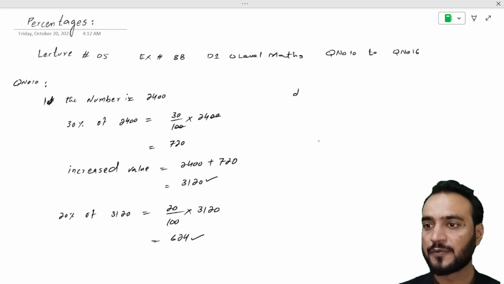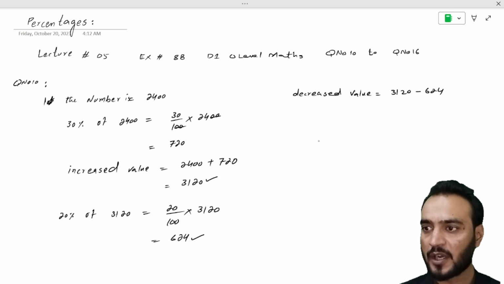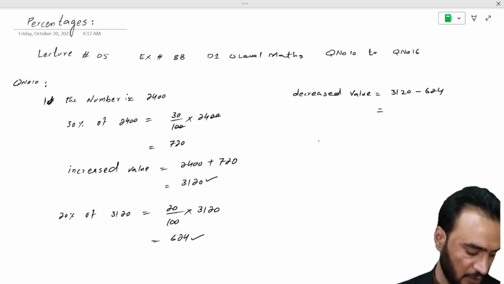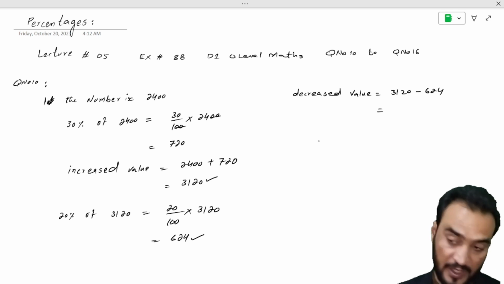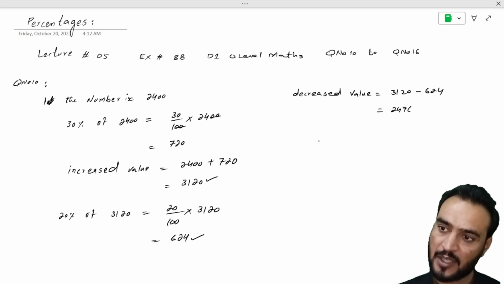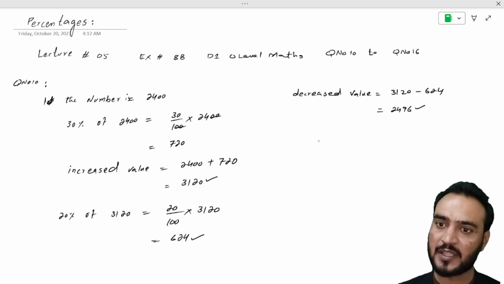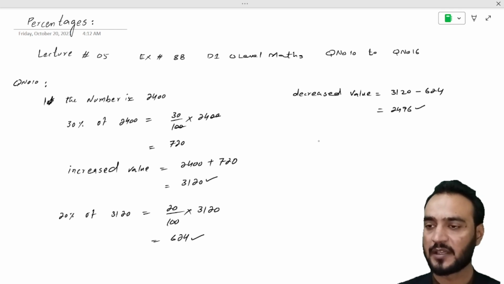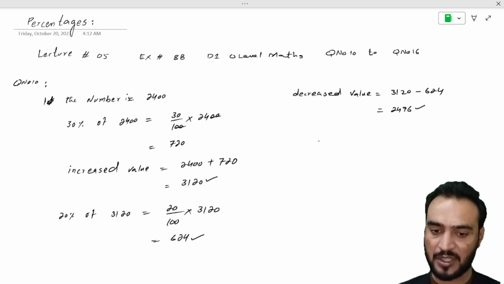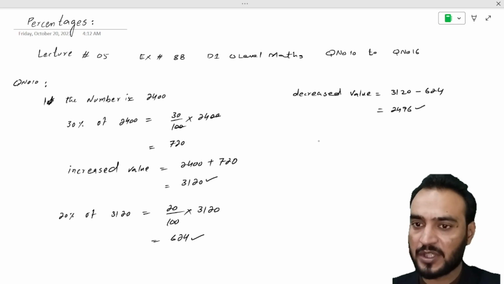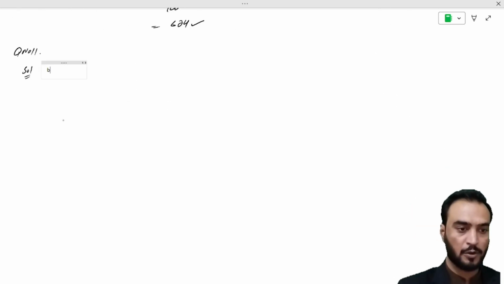So the decreased value is equal to 3120 minus 624. After subtracting 624 from 3120, we get the final value, which is 2496. So this number is now 2496 after increasing 2400 by 30% first and then decreasing by 20% next. We get 2496. So this is question number 10. Let us move toward question number 11. And now question number 11 is this.